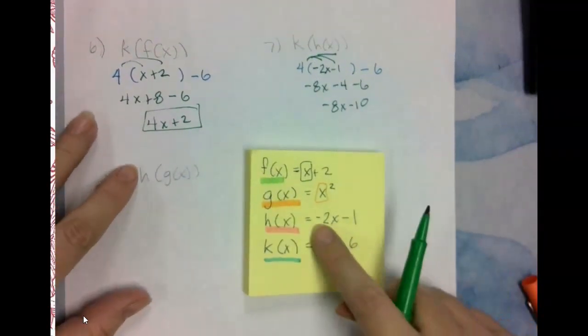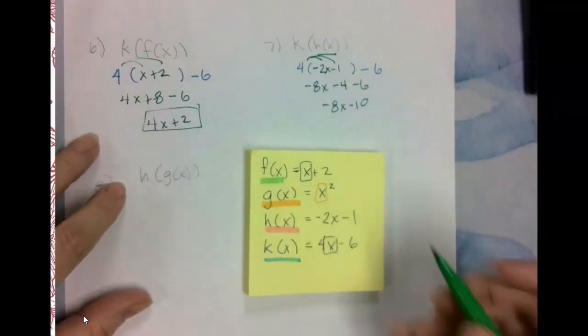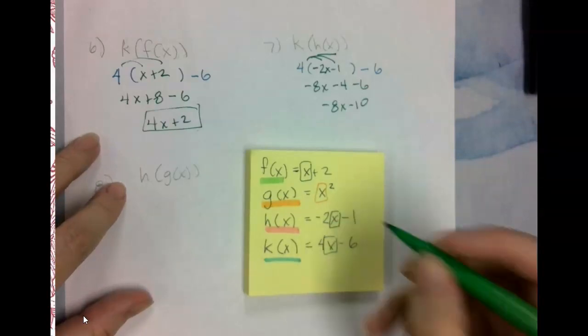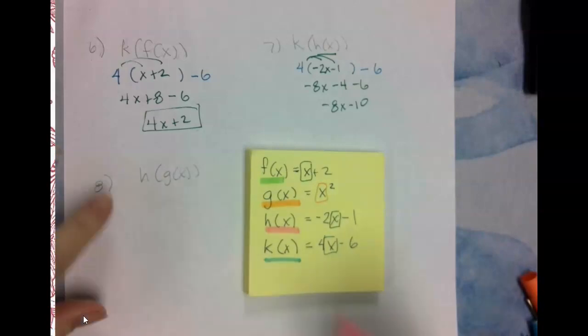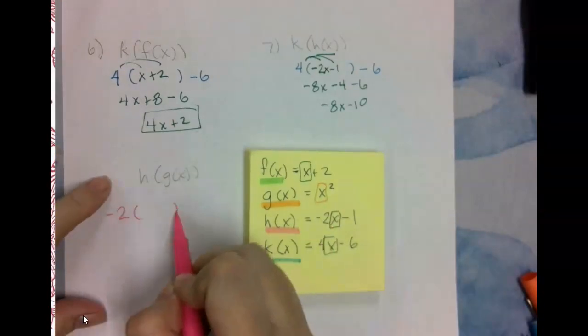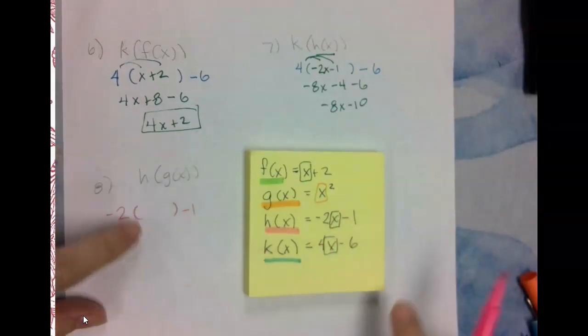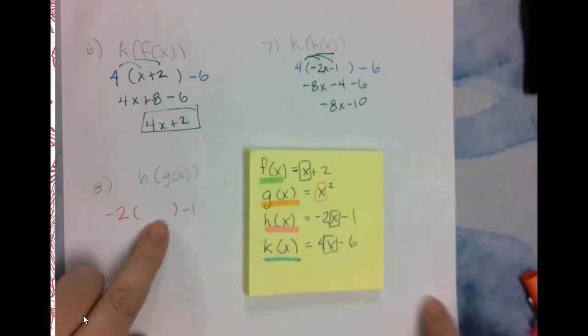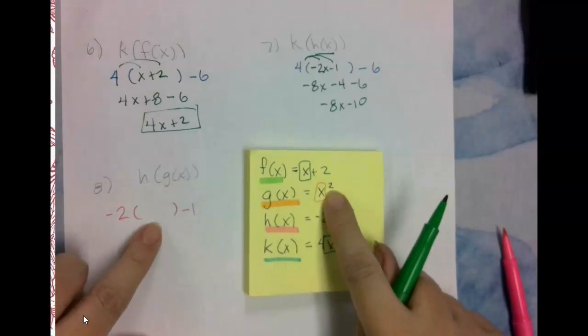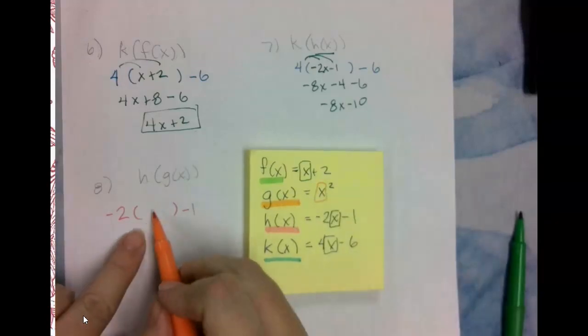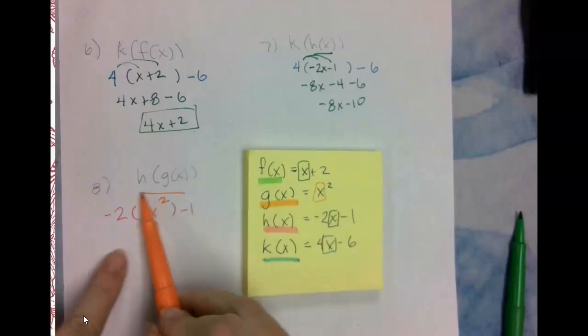Okay, now I'm going to take the h. I'm going to write the h, and this time I'm going to leave the x out of the h. So minus 2 space, and then minus 1. So I took the x out and I left a space there. And then I'm going to put the g inside of there. The g was x squared, so I'm going to put that inside. And that one's already simplified, so we're done with that one.